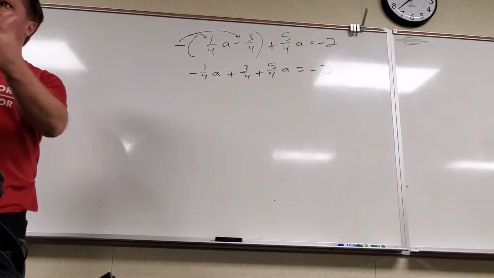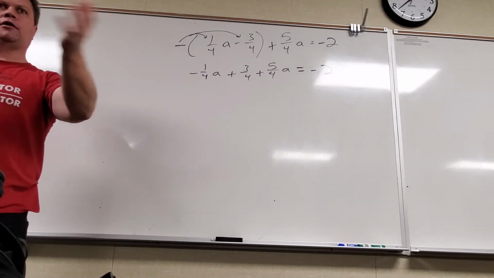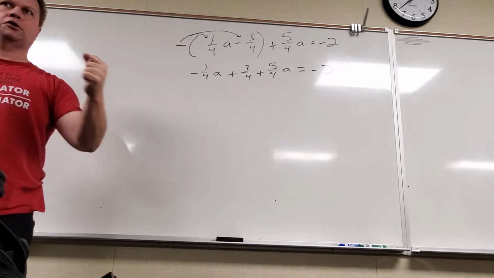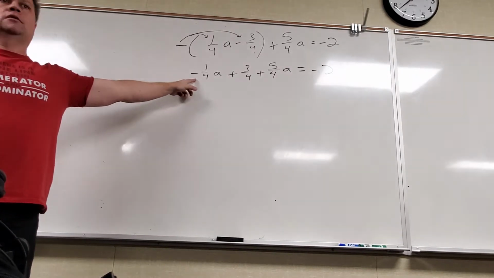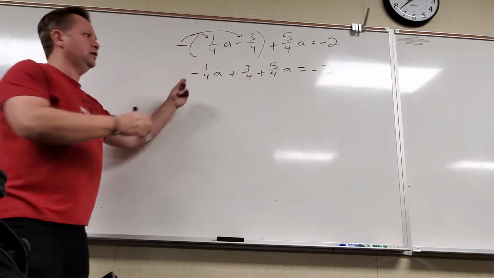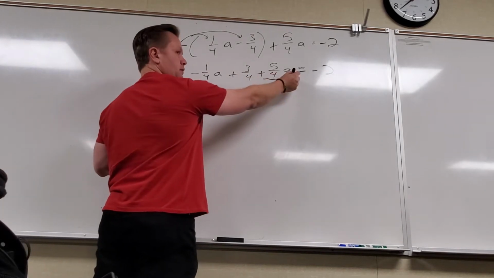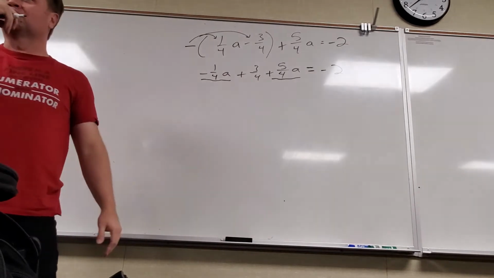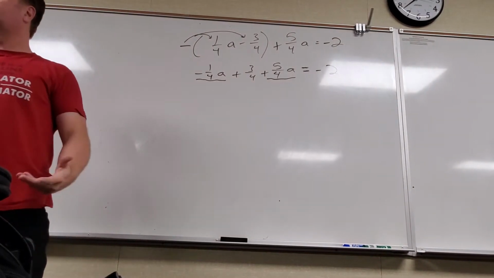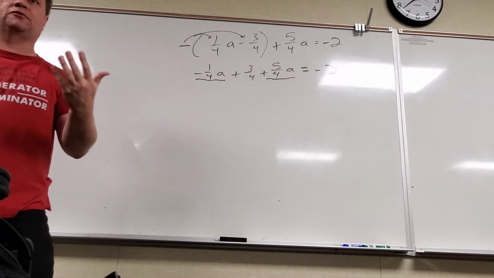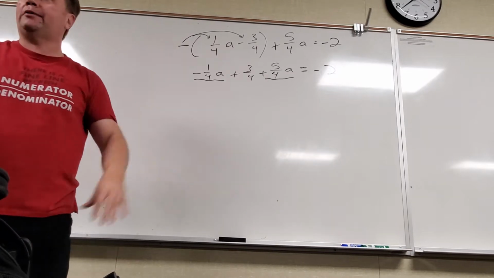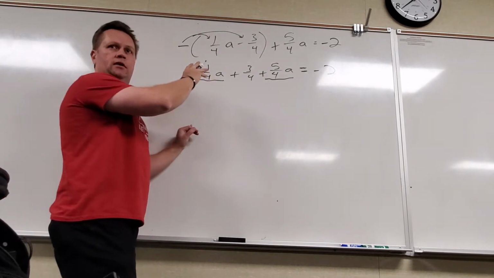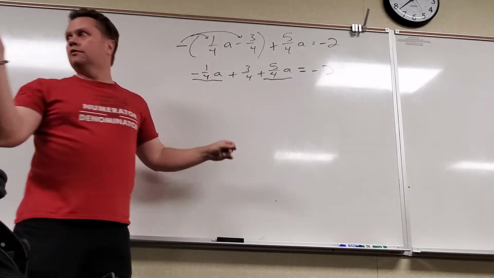Now I can do like I just said. Now that I freed everything up, they're all able to move around. Where are my like terms on this side? The A's, right? What's 5/4 A minus 1/4 A? 1 A, kick ass. I got rid of some fractions, I didn't even know that was going to happen. You guys see that?